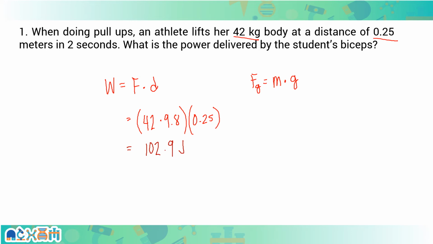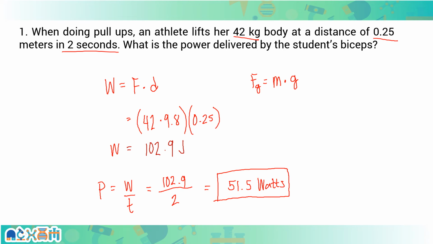Going to power, so power is equal to the work-time ratio. Since we have already searched for work, we're just going to plug it here. It's 102.9 divided by the time. That will be 2 seconds. So just plug that in your calculator. Your answer would be 51.5 watts, or joule per second. Watts. This is already rounded, okay? So that is your answer.